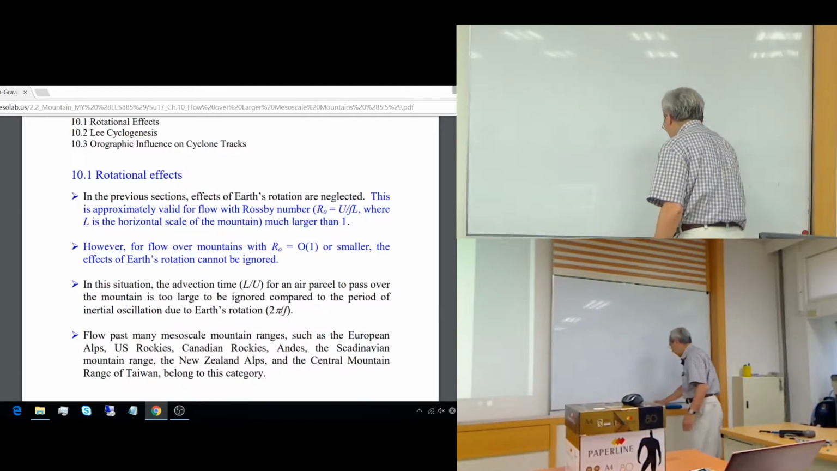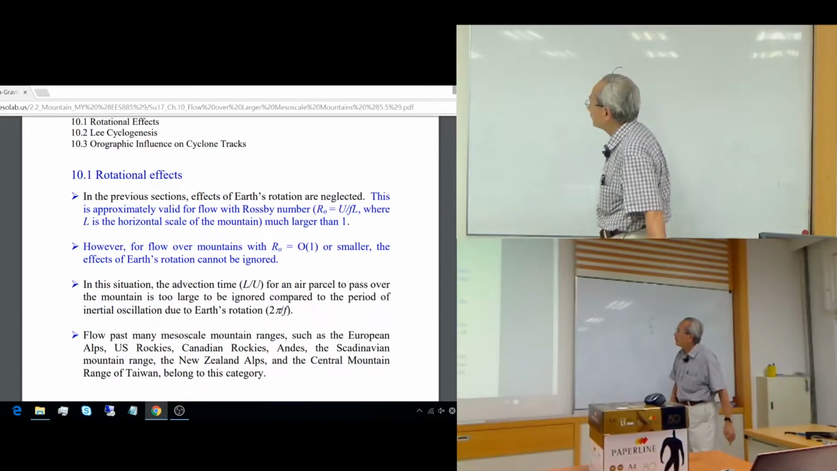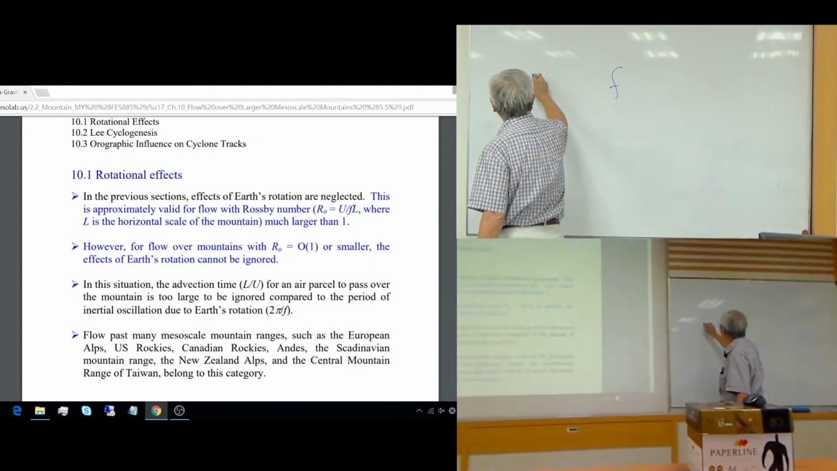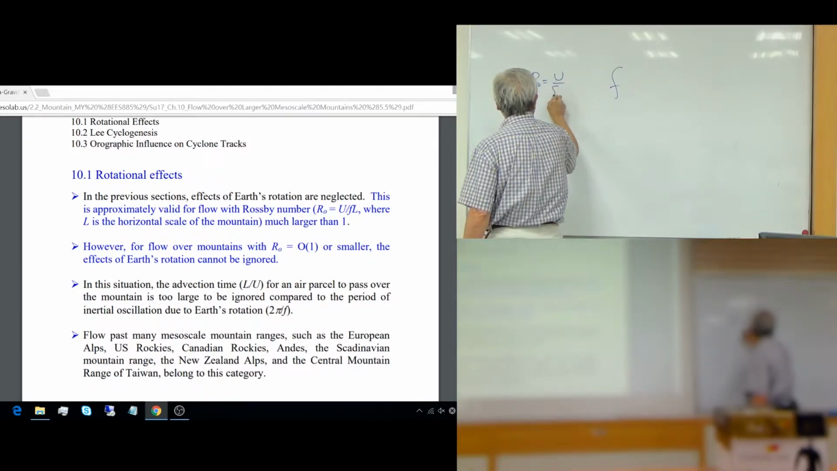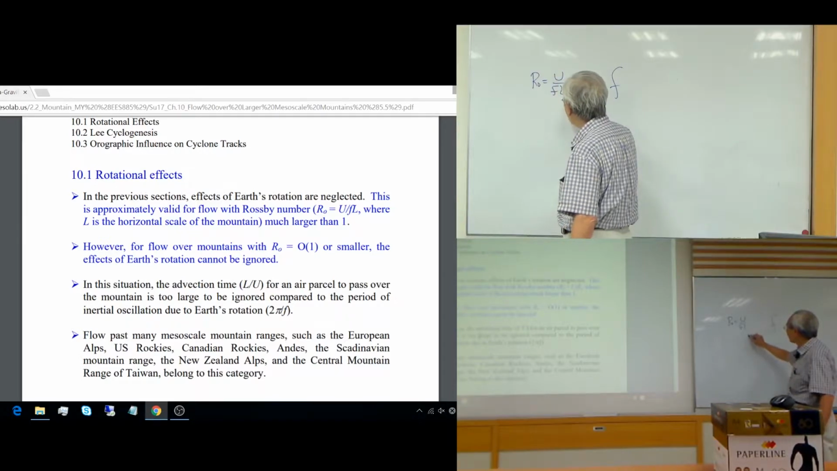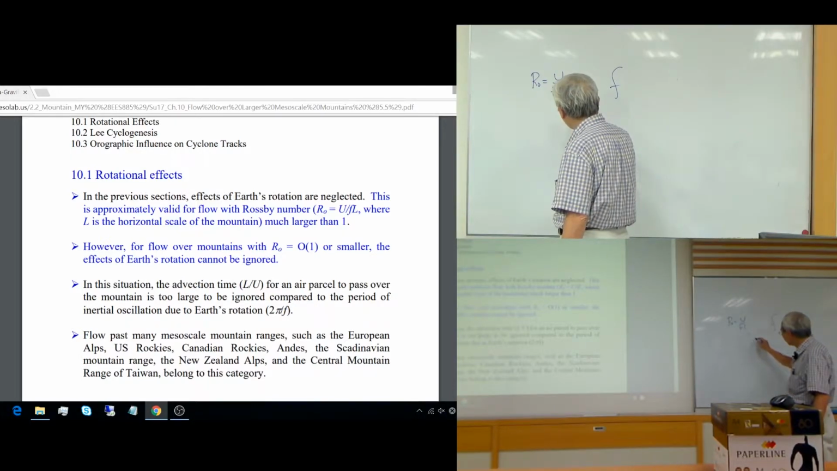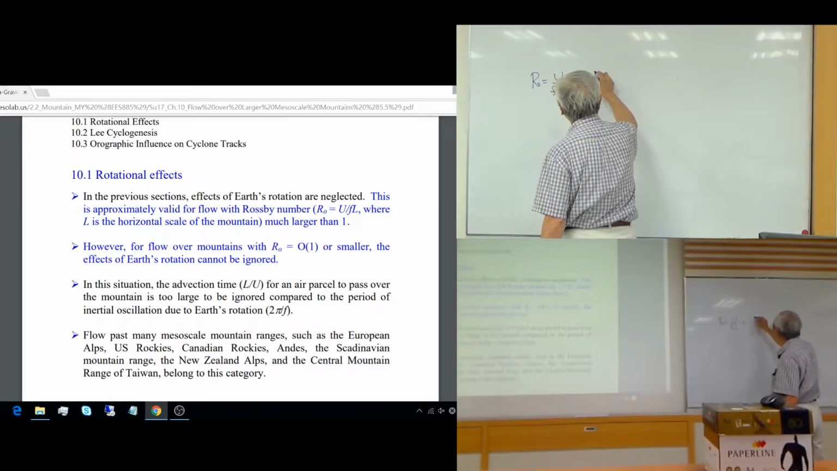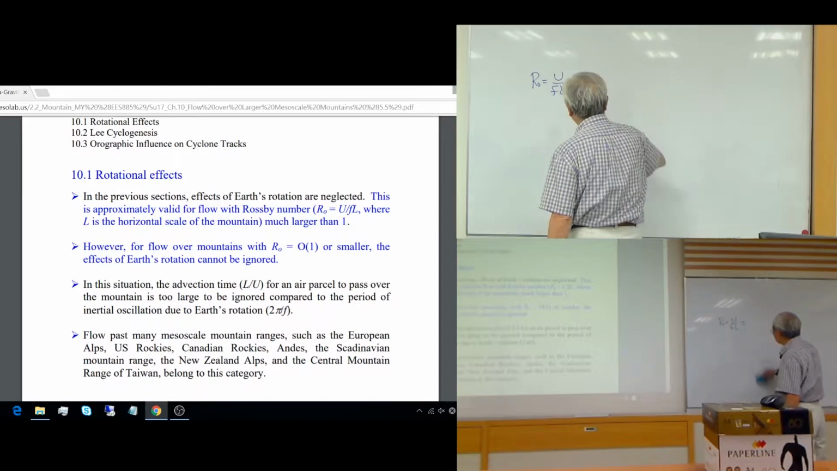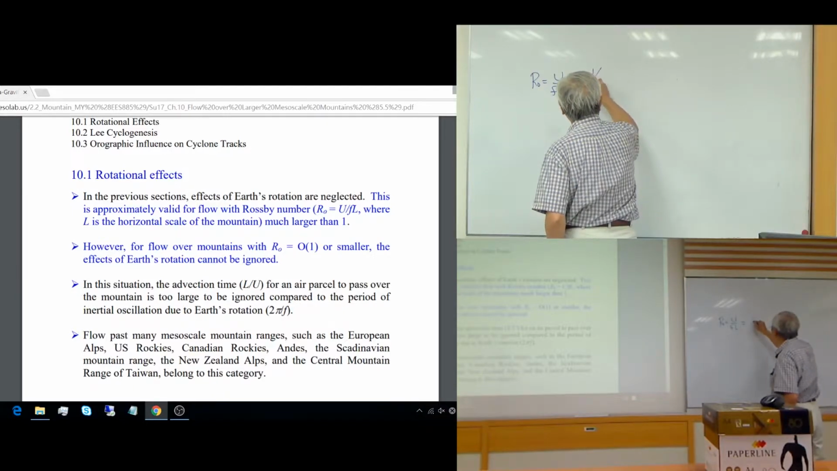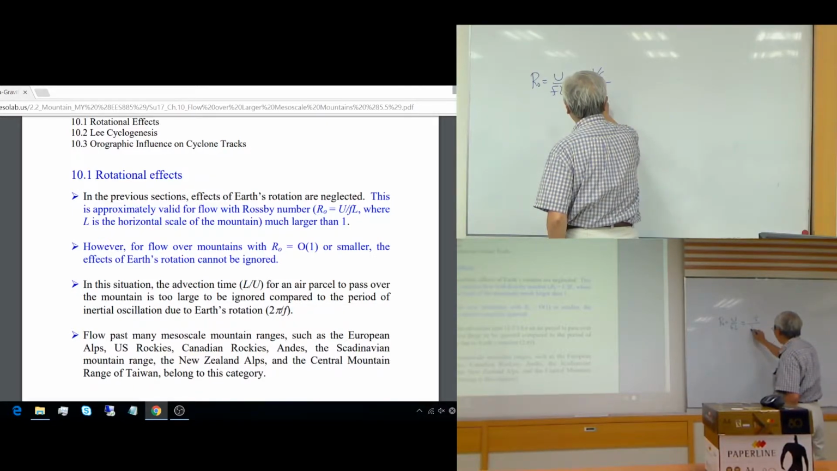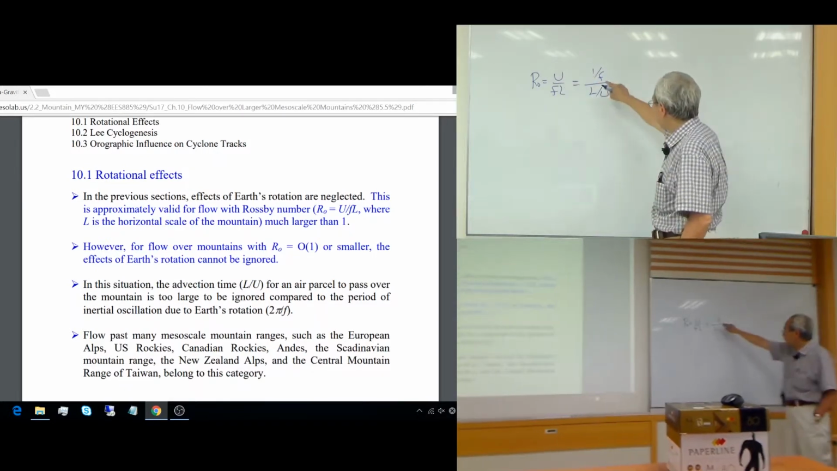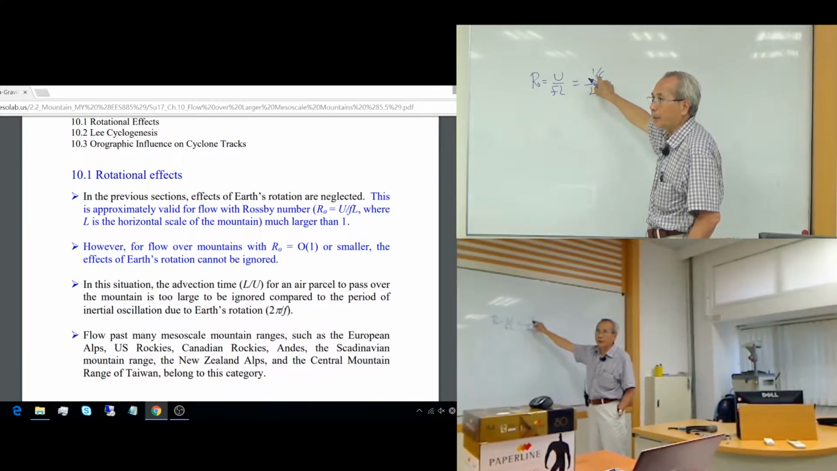The Coriolis parameter f. So we have the Rossby number equals U over fL, which equals 1 over f divided by L divided by U. Okay, so this is the inertial oscillation due to Earth's rotation.